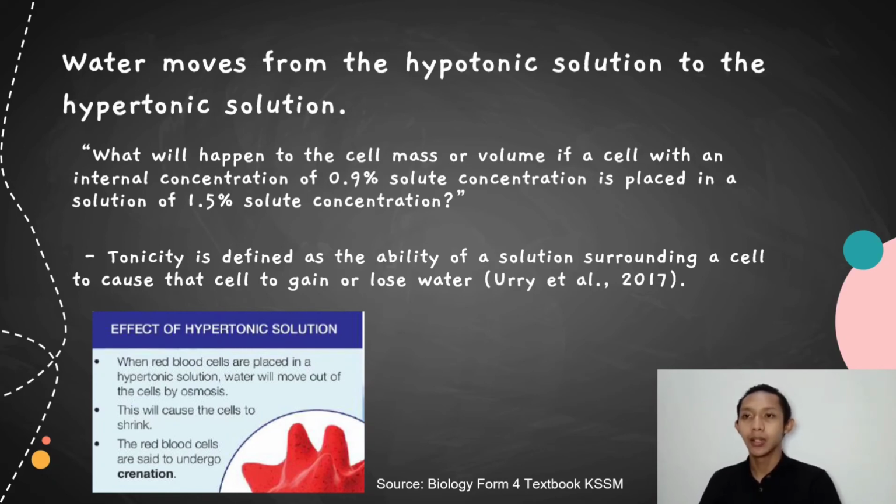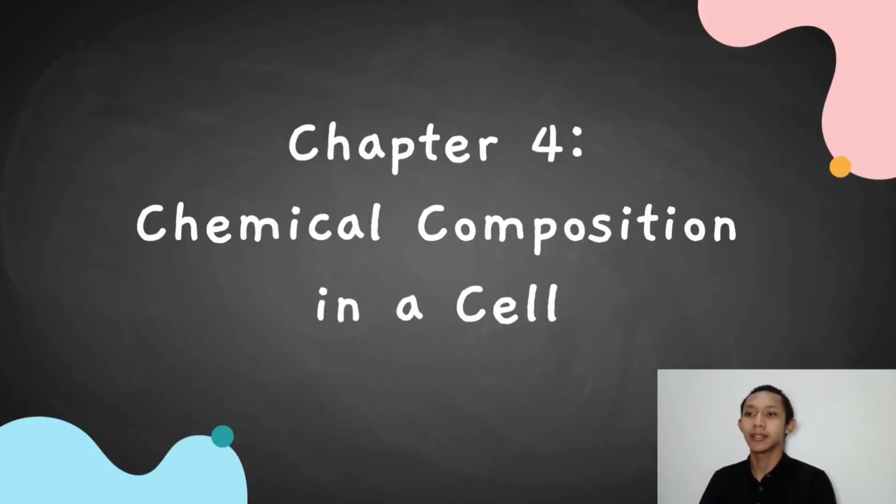So the water in the cell will move out and the cell will lose water. For example here, a red blood cell placed in a hypertonic solution, and the water will move out from the cell by osmosis and will cause the cell to shrink. And the red blood cell will undergo crenation. Okay, next is chapter 4, which is chemical composition in a cell.